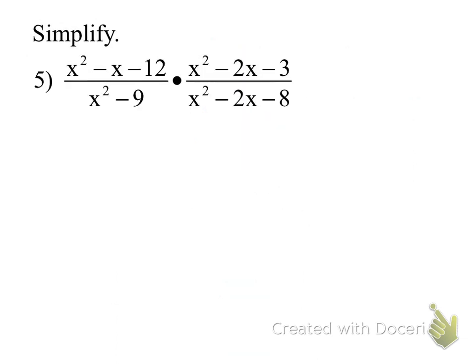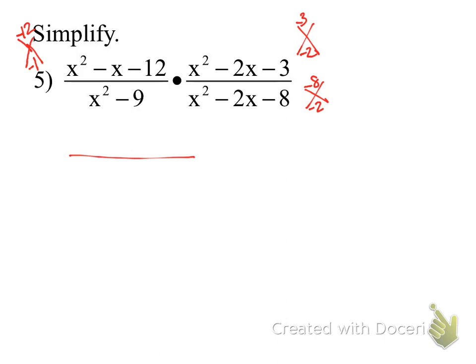Next one. So now you're just going to have some trinomial factoring. You're going to be doing your what multiplies to negative 3 and adds to negative 2. You're going to be doing what multiplies to negative 8 and adds to negative 2. Over here, what multiplies to negative 12 and adds to negative 1. And here, it's just straight up, what did we call that, Max?